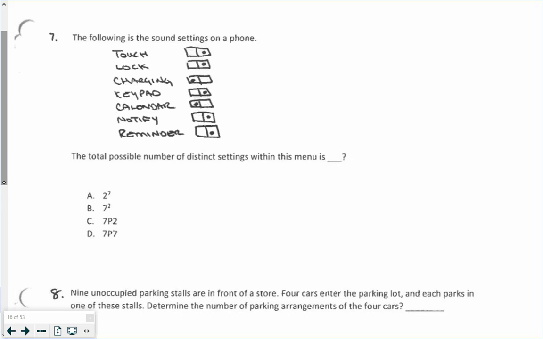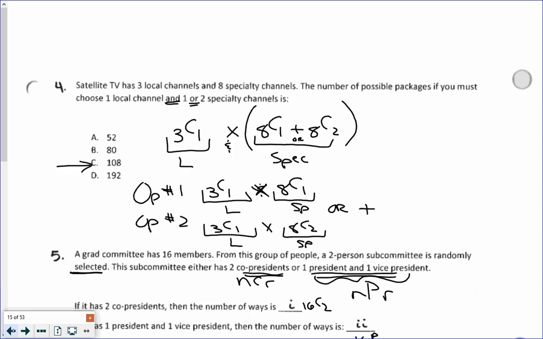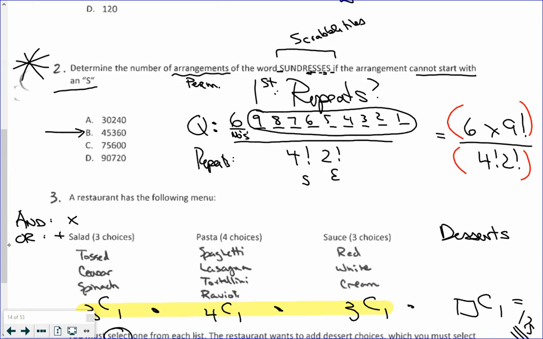How many choices is there for each one of these? Each one of these has 2 choices, on or off. You could have the touch and the lock and the charging and the keypad and. Those are all your settings, 2 to the 7th. Not every question is this.